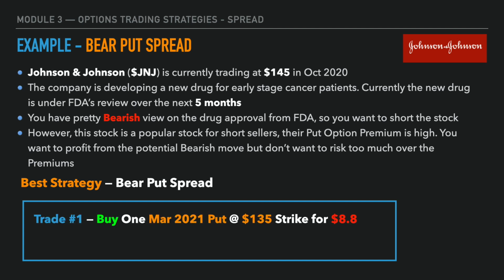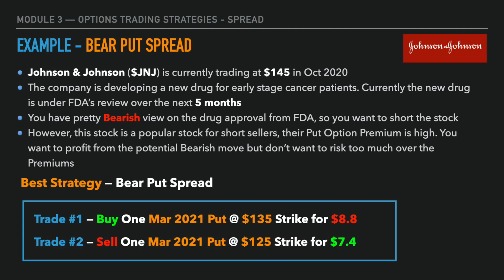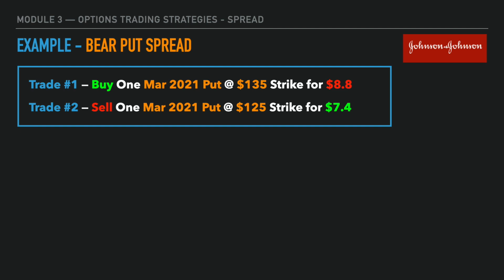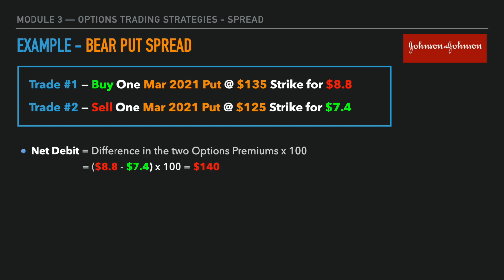First, you buy one of Johnson & Johnson's March 2021 put options at a $135 strike. Currently, this put option is traded at $8.8 per contract. Then, at the same time, you sell one of Johnson & Johnson's March 2021 put options at a $125 strike. Because this strike price is lower and further away from the current stock price, the premium will be slightly cheaper, traded at $7.4 per contract. So, after you execute this bear put spread trade, you will now have a net debit of $140 out of your account. This is the cost of this trade.